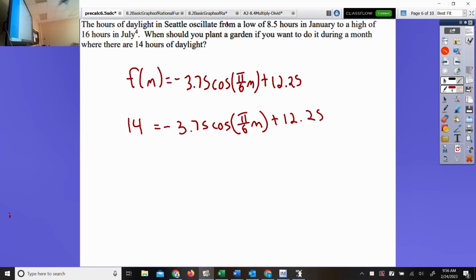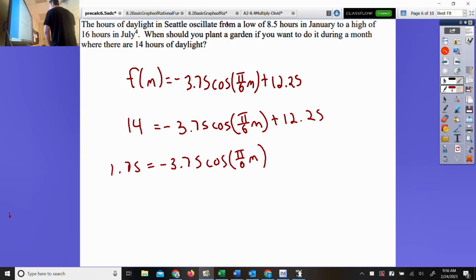You subtract 12.25, I think you get what? That's right. You divide by negative 3.75. I'm too tired to do that. I can tell you it's going to be negative. What's it end up being? Negative 0.46. Negative 0.4666, with a 6 repeating? Negative 0.46. That makes more sense.